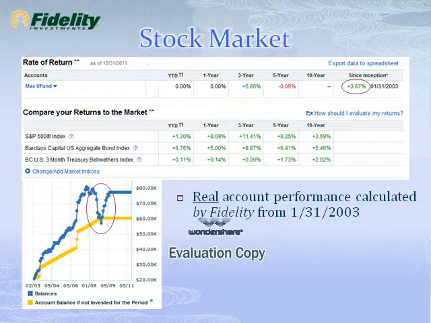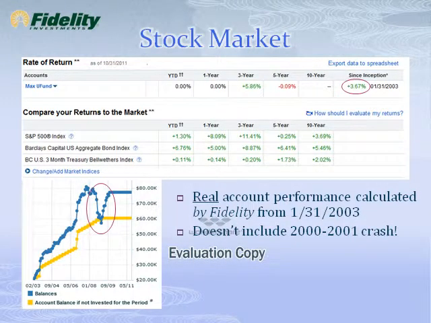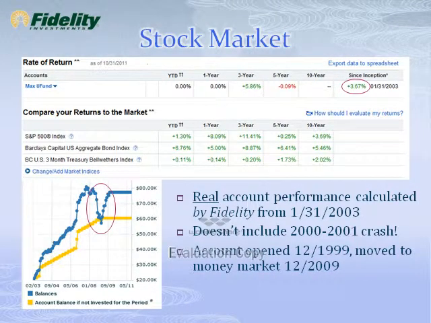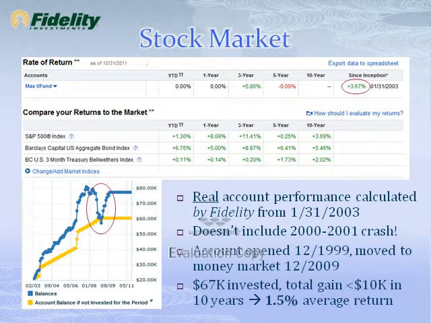And when you look at these dates, you'll also notice it does not include the 2000 to 2001 crash. So I actually opened this account in December of 1999, and I moved all the money out of the stock market into a money market account in December of 2009. So during that 10-year period, I contributed $67,000 for a total gain above and beyond what I put in of less than $10,000. For that 10 years, that's an average return of 1.5%. Obviously, 1.5% is significantly worse than the 3.67% calculated by Fidelity, but let's pretend that 3.67% is what you might expect in the stock market.